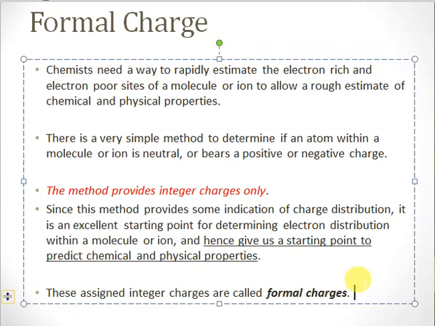If the charge is 0, it means that atom in a molecule or in an ion is neutral. If we get a positive integral charge, it means that atom is deficient. And if we get a negative value, that means that atom in a molecule or an ion will be electronically rich. So these integral charges which we will get are known as formal charges.